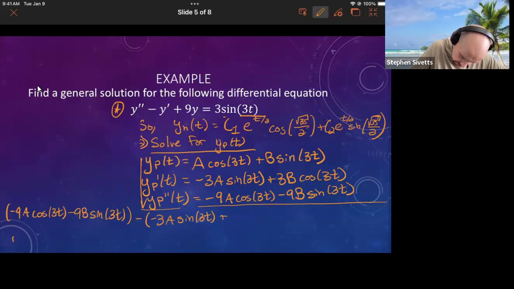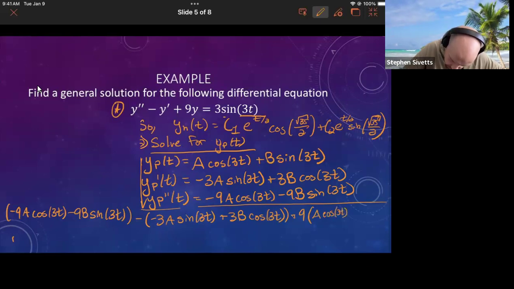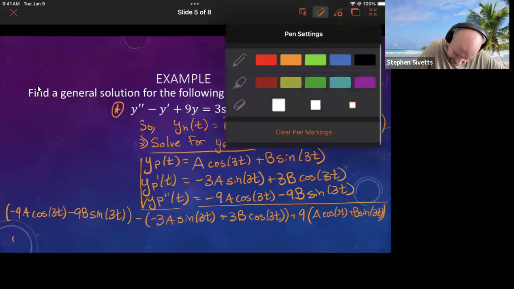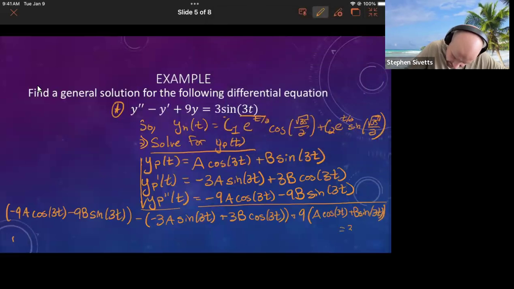And then this is a plus 3b cosine 3t plus 9 times y of t. And this equals 3 times sine 3t. Okay. So that left-hand side is equal to 3 times sine of 3t.